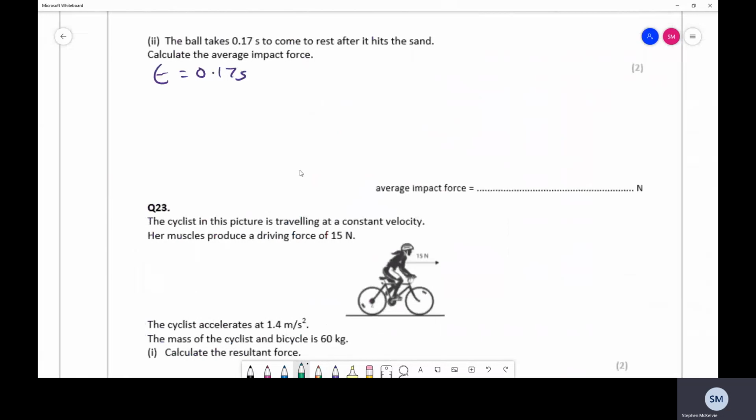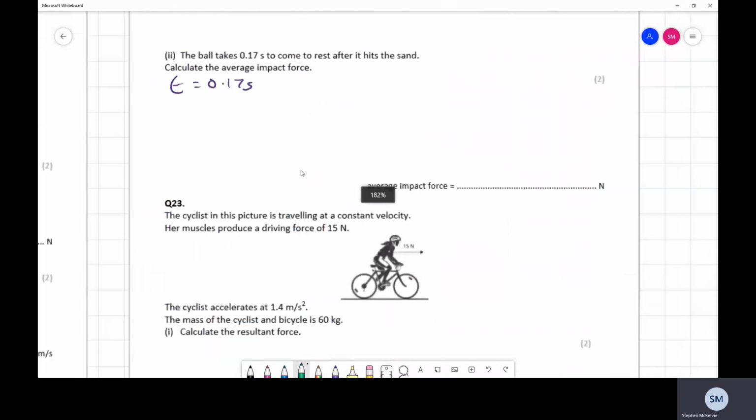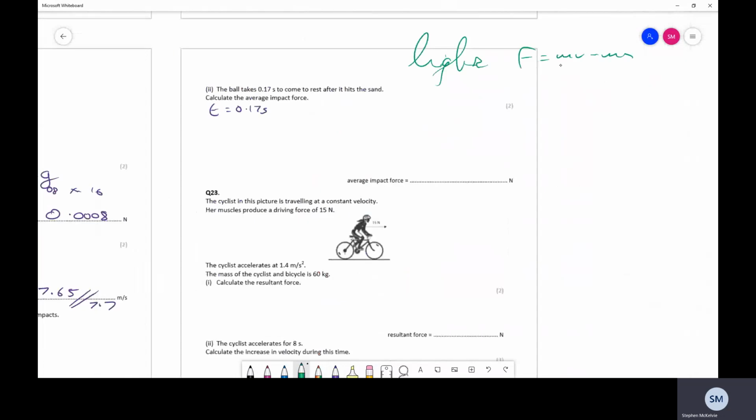Now, to find the force, I need to use the equation. This is, again, higher tier only. Force is equal to mv minus mu divided by t. That's not even mu. That's just a squiggle. That's how a doctor would write the word paracetamol.